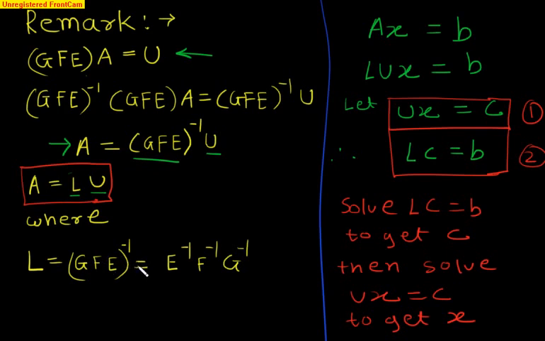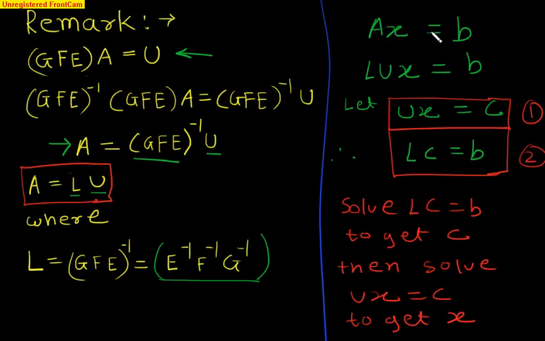Now friends, I will split this (GFE) whole inverse into E inverse, F inverse, G inverse. The proof of this I will show you in next videos, how (GFE) whole inverse is equal to E inverse F inverse G inverse. I will show in the next videos, but for this video, remember this. Now I think you get what L is. We have GFE, and we can find out inverses of those. I will show you how.